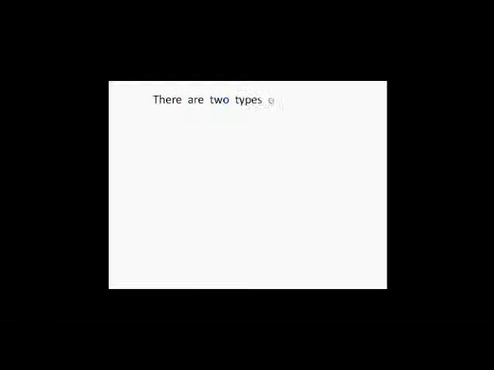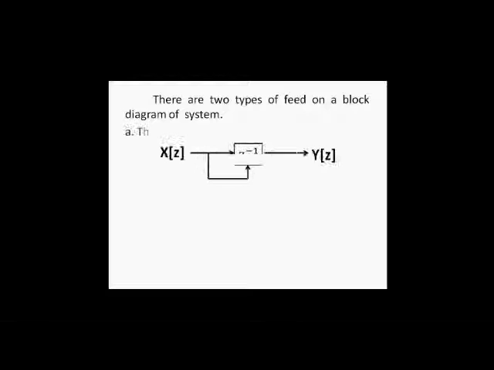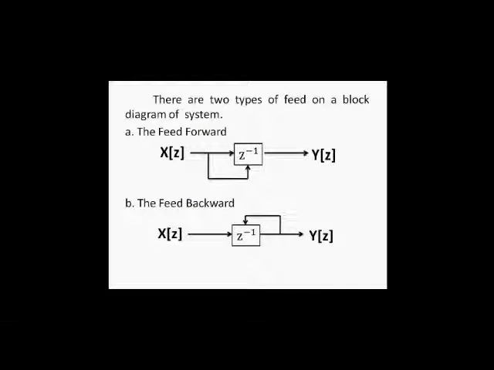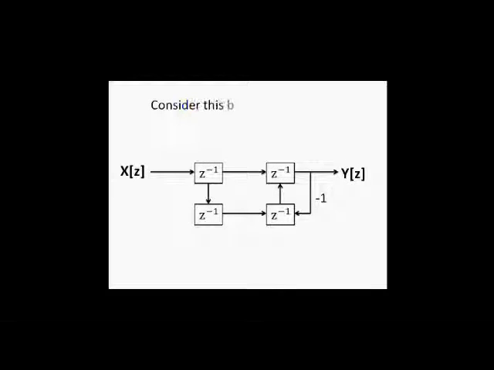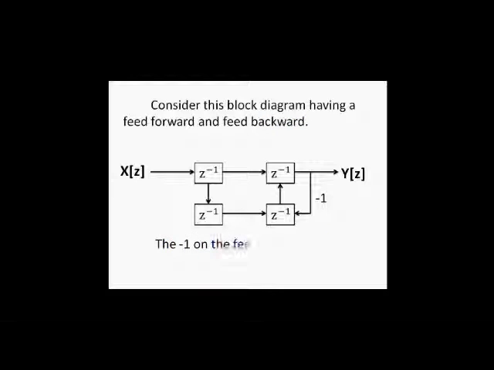There are two types of feed on a block diagram of a system: the feed forward and the feed backward. Notice that the direction of the arrow shows the type of the feed. Consider this block diagram having a feed forward and a feed backward. The negative 1 on the feed backward arrow acts as a multiplier before entering the delay elements.